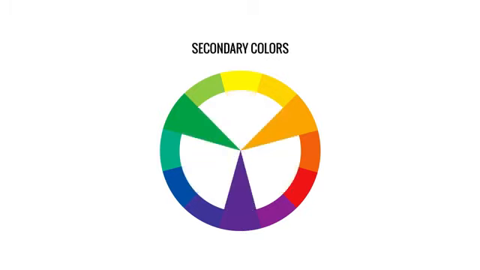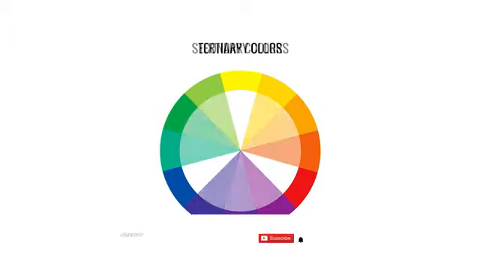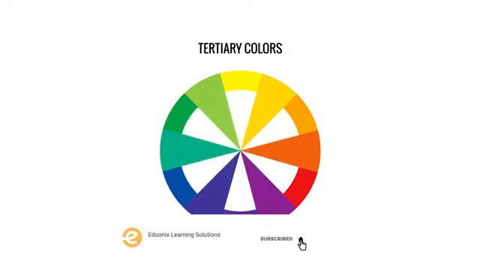Then we have our secondary colors: green, orange, and purple. These colors are formed by mixing the primary colors. And finally, tertiary colors. These are the colors that are formed by mixing secondary colors with primary.